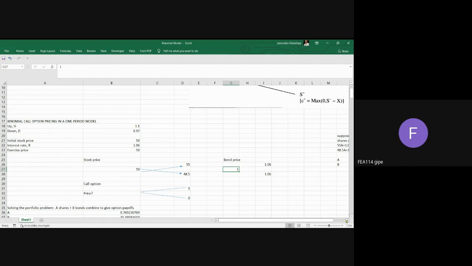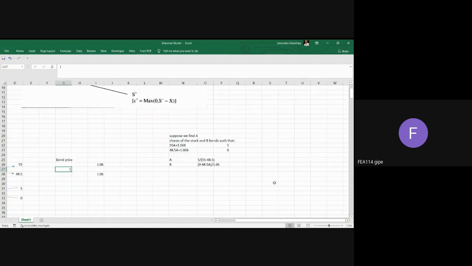Okay. So with this assumption, I create a hypothetical portfolio where I'm going to buy a stock, capital A. So this is my stock and this is my bond, B.